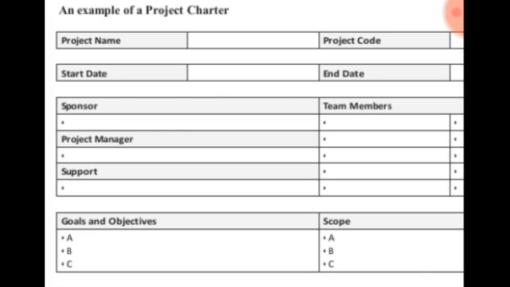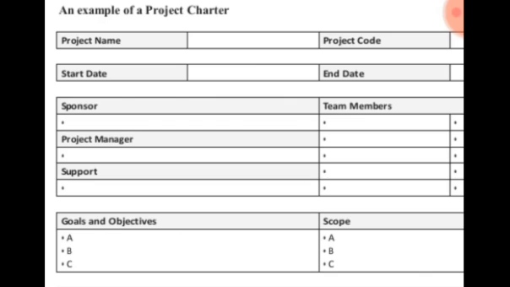Then the next thing is the start date and the end date. Remember, we said a project is anything that you embark on that has a starting date and an end date to meet a specific objective. Understand? So you state your date of starting the project and the date the project is to end. The next item there is the sponsor. The sponsor is the individual or organization who is sponsoring this project.